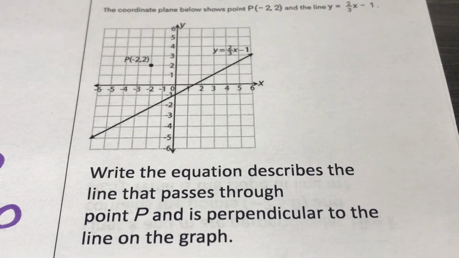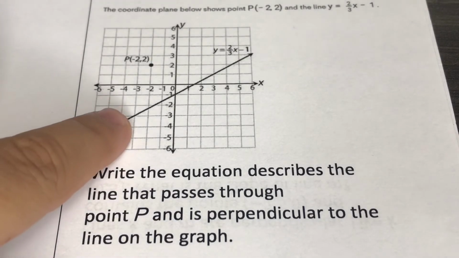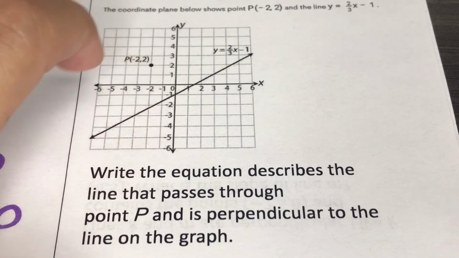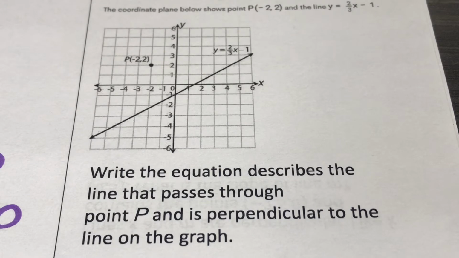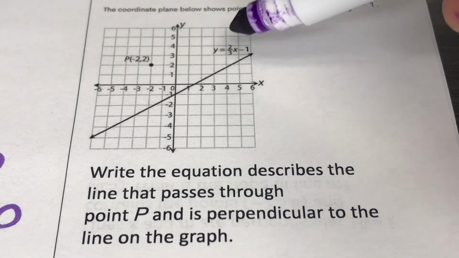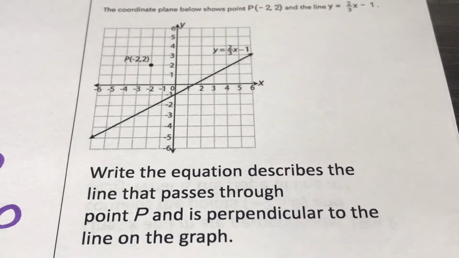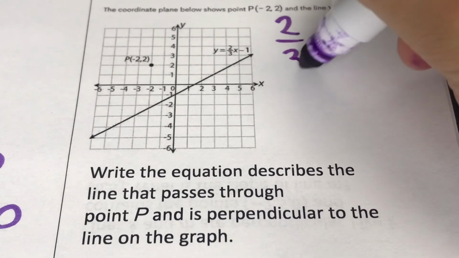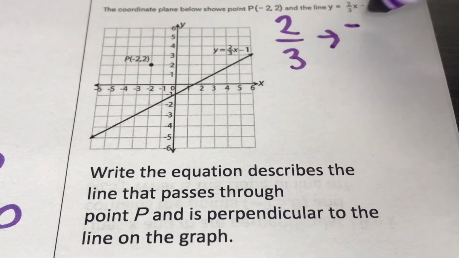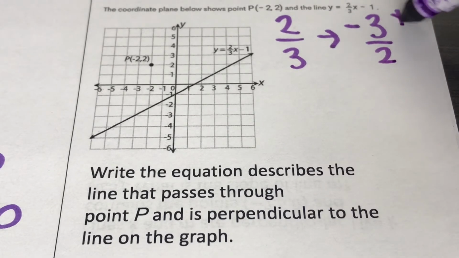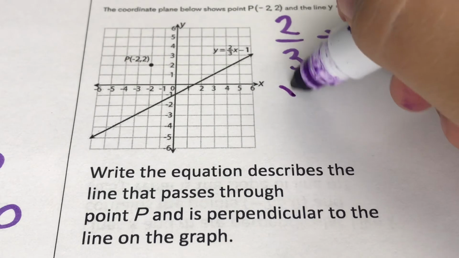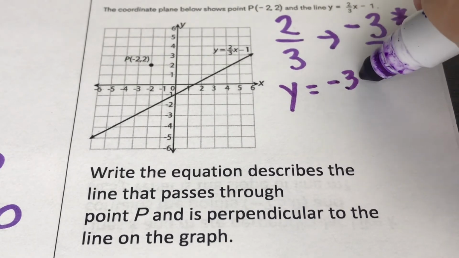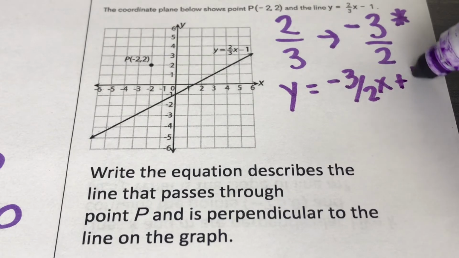For this example, we're given a graph. Our goal is to find a line that is perpendicular to the line given and also goes through the given point, negative 2, 2. So remember, perpendicular lines have negative reciprocal slopes. If we're trying to find a negative reciprocal to the slope 2/3, we have to flip it and give it a negative sign. So instead of 2/3, this turns into negative 3/2. This is our new slope. So we have y is equal to negative 3/2 x plus b.